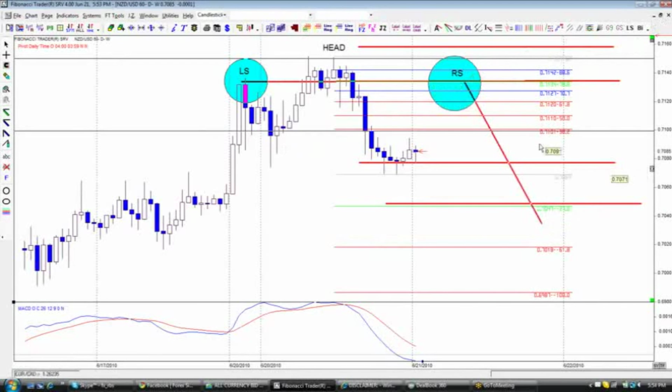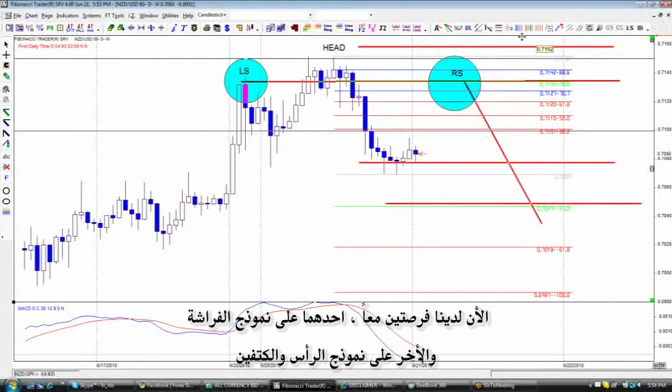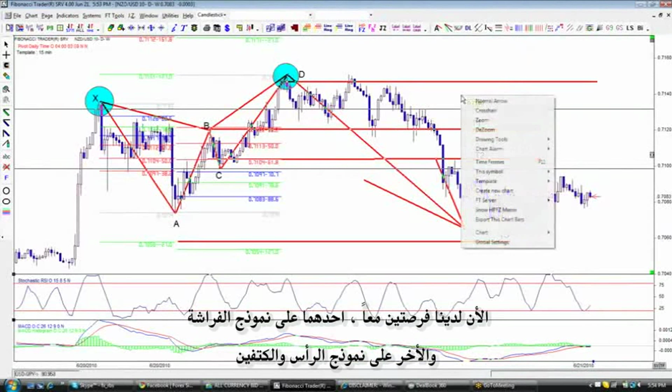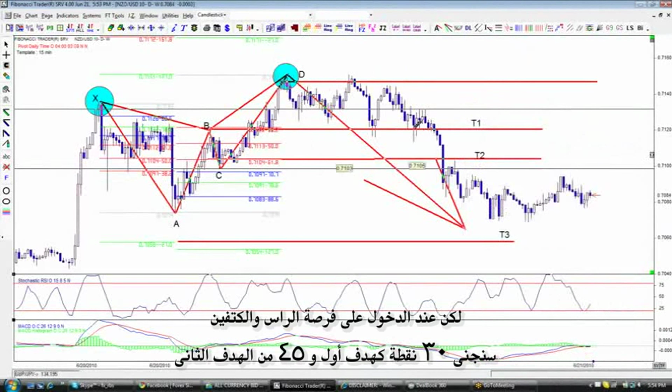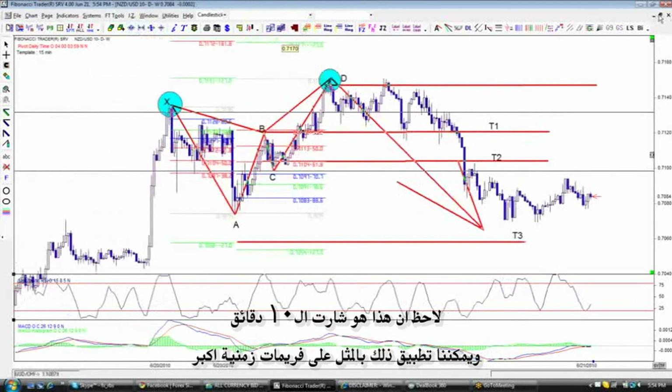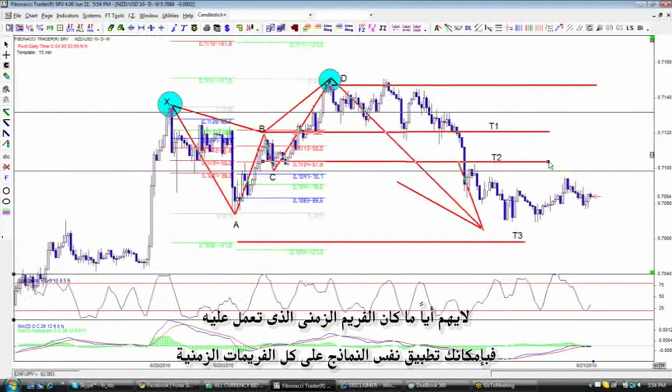And now we will have two trades running together, one from the butterfly, second one from the head and shoulders. But before we even traded that head and shoulders, we have captured 30 pips from target 1, another 45 pips from target 2, and this is a 10-minute chart. We can do the same on different time frames. It doesn't matter what time frame you guys are trading, you can use the same patterns on all different time frames.